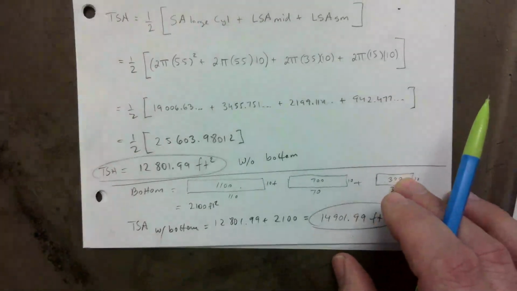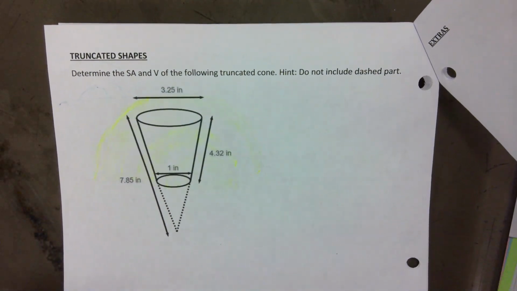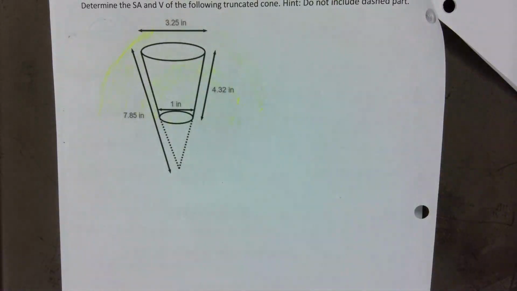So that hopefully explains these pages. Next up will be the truncated cone, if they're cut off, so you'll be able to work with that. All right, thank you.